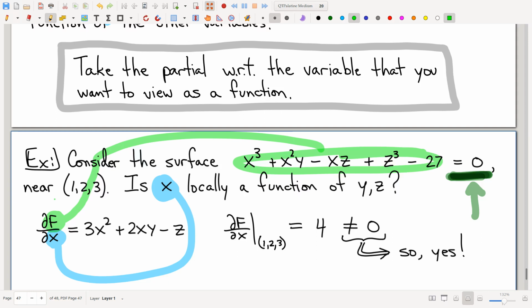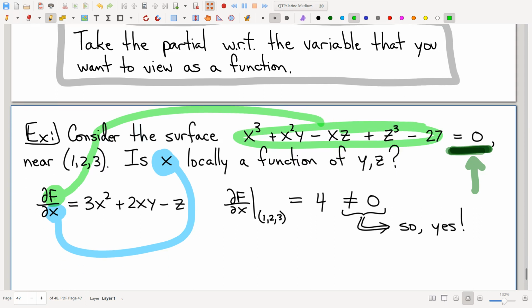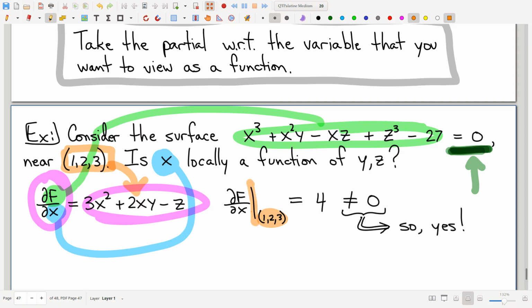Okay. All right. So then it's just details at this point. You compute this partial where you get this formula. Don't forget we're interested in this point. So that's the point that you plug in. That's what this notation means. That vertical line just means I'm plugging in that point 1, 2, 3. And when I plug that in, I get this value, which is not 0. And so we're all good.